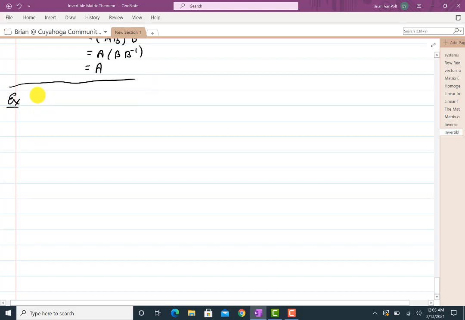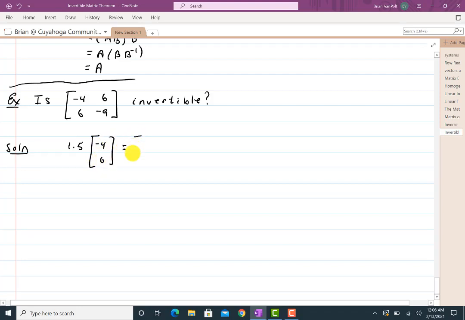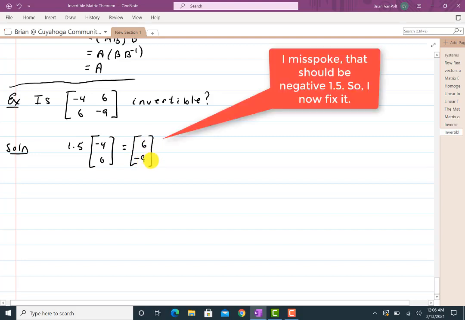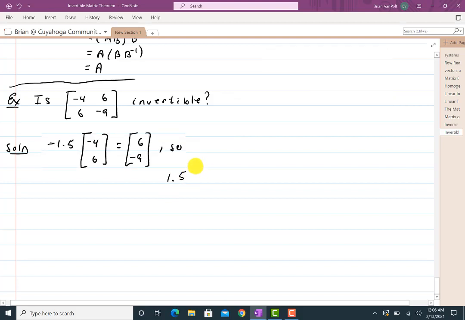Let's do an example. Is the matrix with rows -4, 6 and 6, -9 invertible? Well, let's take a look. If I take 1.5 times the column -4, 6, that'll equal 6, -9. So when I put it in another format, you might recognize it.